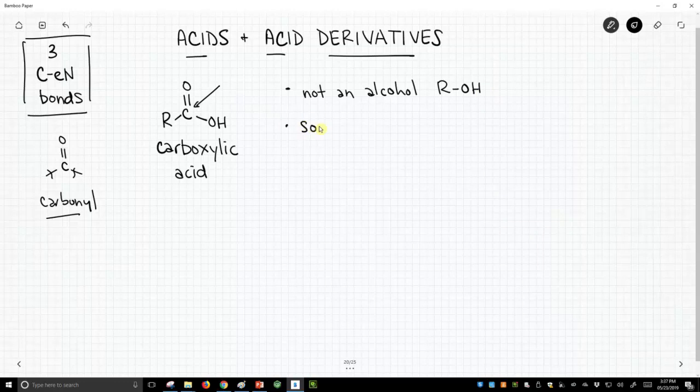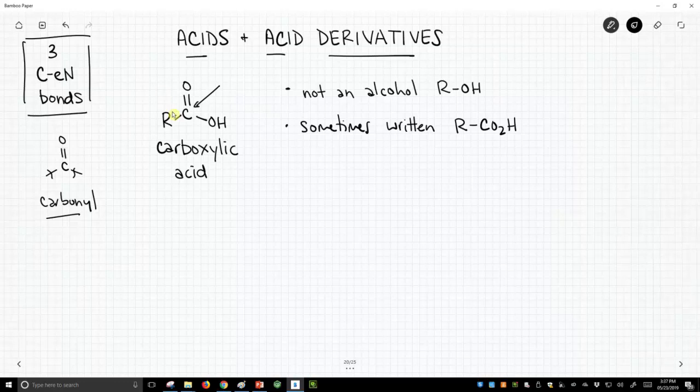Sometimes carboxylic acids are written a little bit differently in a more condensed format, and people will write CO2H. So this is a condensed structural formula version of this combination Lewis dot line angle structure that we've drawn over on the left.